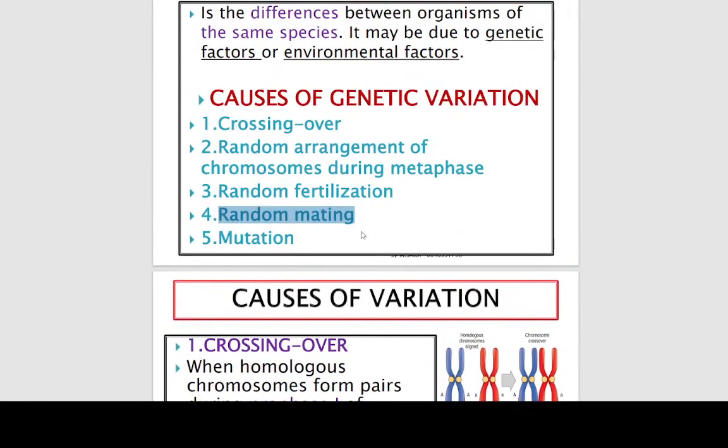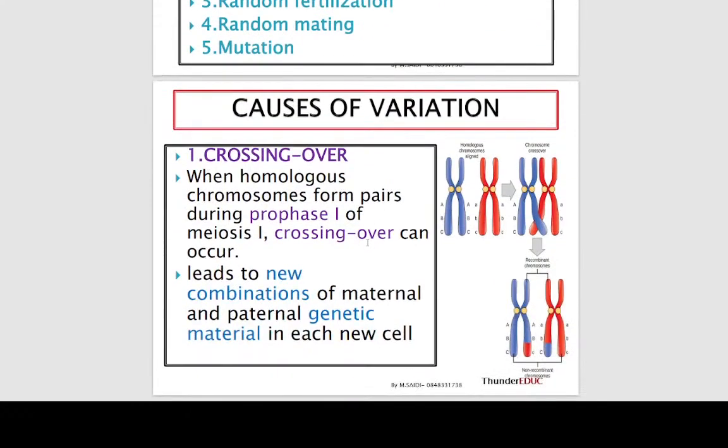Then we go to random arrangement of chromosomes during metaphase. Where do you find metaphase? You find metaphase in meiosis. Therefore, that is the first point you can talk about. Crossing over. Where do you find crossing over? We find crossing over here. We say that it is found in prophase 1.